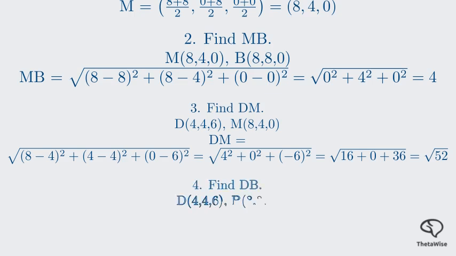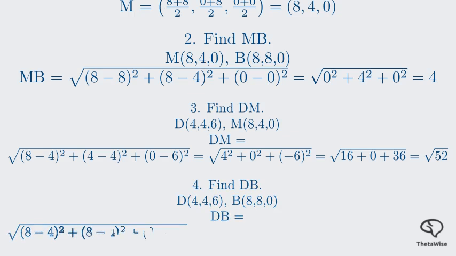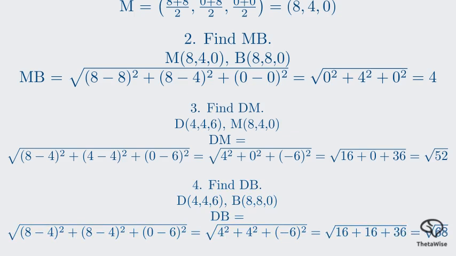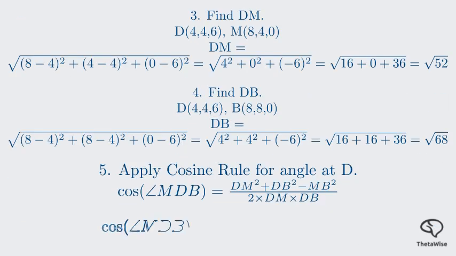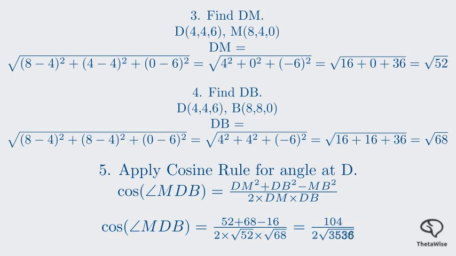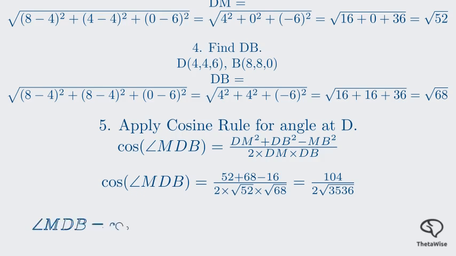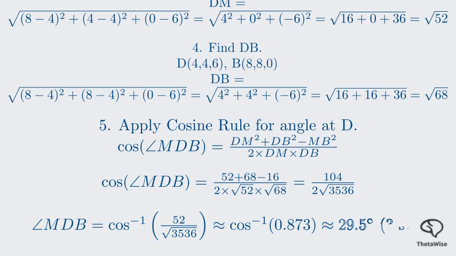Side DB. D is (4,4,6) and B is (8,8,0). The distance DB is the square root of 4 squared plus 4 squared plus 6 squared, which is the square root of 68. We now have all three side lengths. We can use the cosine rule to find the angle. Cos MDB equals DM squared plus DB squared minus MB squared, divided by 2 times DM times DB. This is 52 plus 68 minus 16 over 2 times root 52 times root 68. This simplifies to 52 over the square root of 3536. The inverse cosine of this value gives us an angle of approximately 29.5 degrees. So, angle MDB is approximately 29.5 degrees.